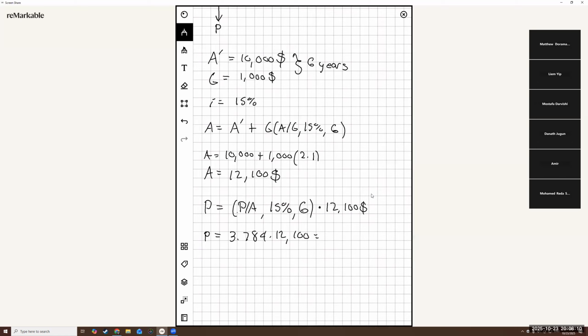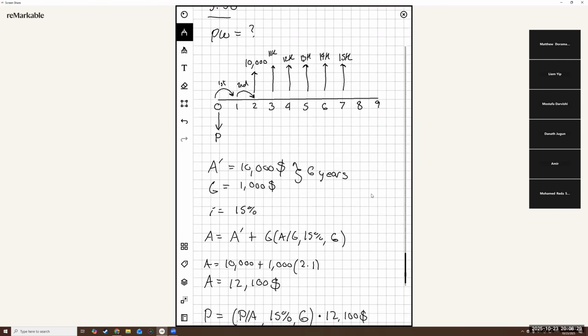Our present value is $45,786.4. Is this our final answer? Are we done here? Is this our P value? No, there's something we need to consider, right? This value of 45,000 is not P at all.